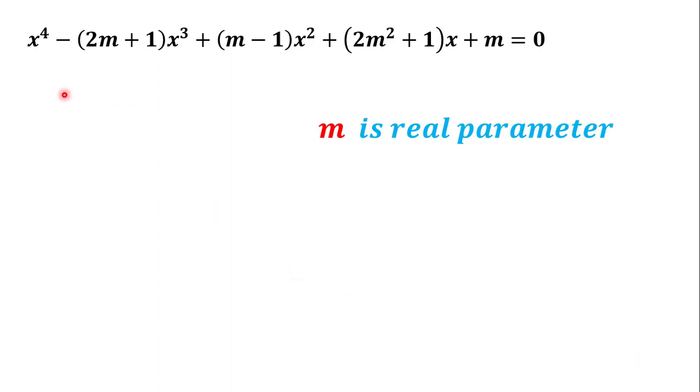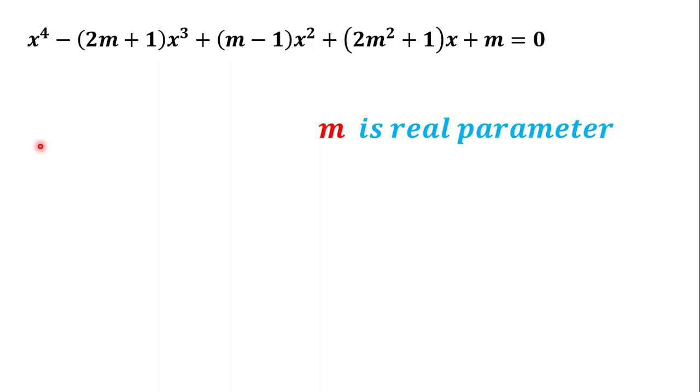In this video we're going to solve an interesting equation. We are given x to the power 4 minus 2 times (m plus 1) times x cubed plus (m minus 1) times x squared plus (2m squared plus 1) times x plus m equals 0, and m is a real parameter, and we're going to find the values of x.